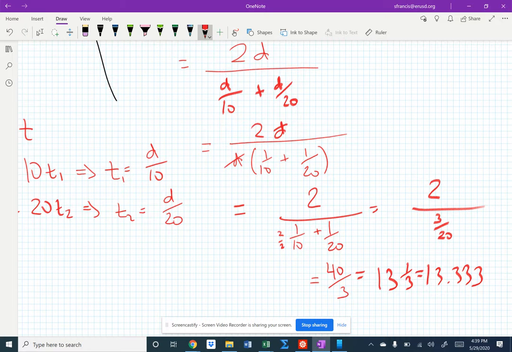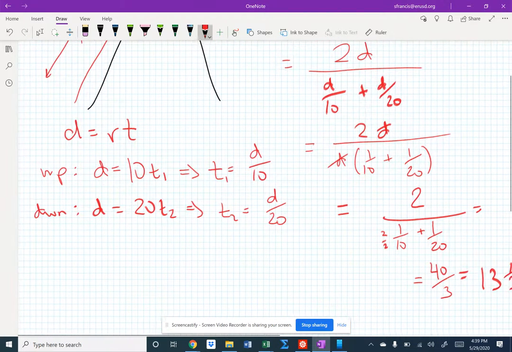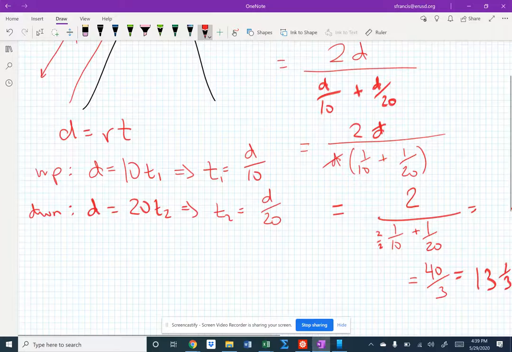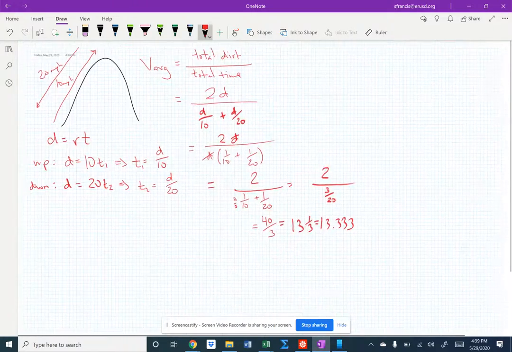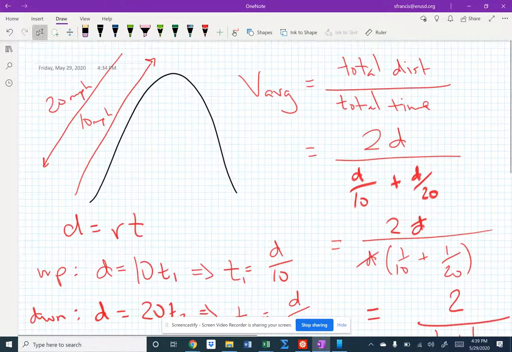the answer should make a little bit of sense because you're going to be spending more time going up the hill than down the hill. So you're going to be spending more time at 10 miles per hour than you are at 20 miles per hour. So the average should be less than the midpoint between the 10 and the 20 because you're doing a longer time at 10 than at 20. So there's more 10 than 20 going into this average here.